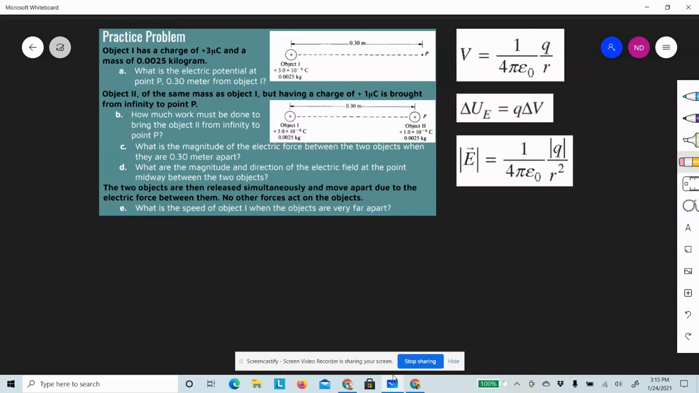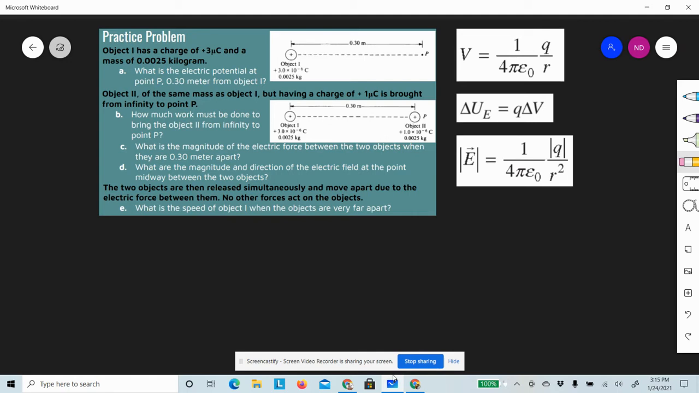Okay, this problem, there's a lot going on here. So little by little. First thing is we have this object in space. Object 1, it has positive 3 microcoulombs and a certain mass of 0.0025 kilograms. What is the electric potential at point P due to that?